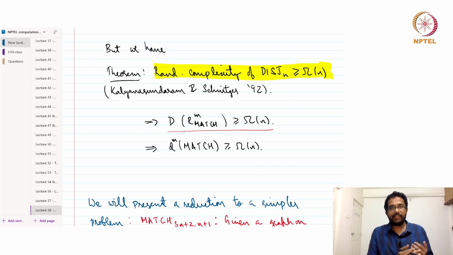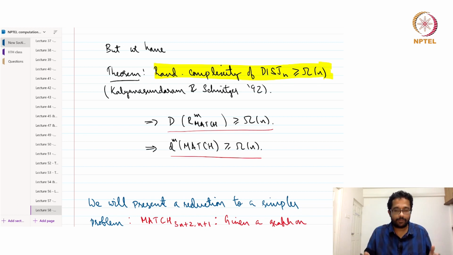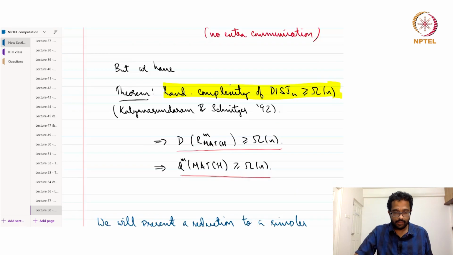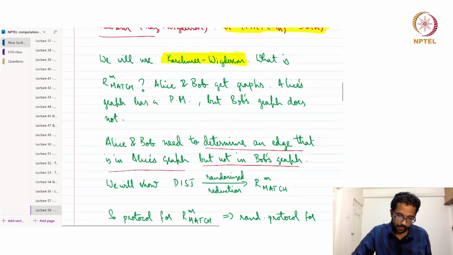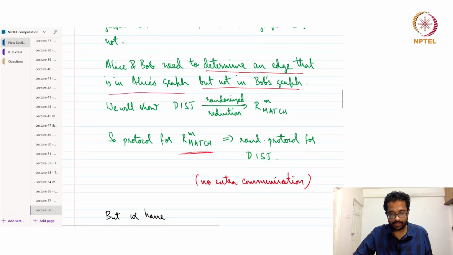And by the Karchmer-Wigderson theorem in the monotone setting, the deterministic complexity of R match is equal to the monotone depth of matching as well. So this implies that the depth complexity of the circuit that computes matching in the monotone setting is also linear. So that is the overview of the proof. Once again, I'll just quickly go through. We reduce disjointness in a randomized fashion to R match, the Karchmer-Wigderson relation on matching.